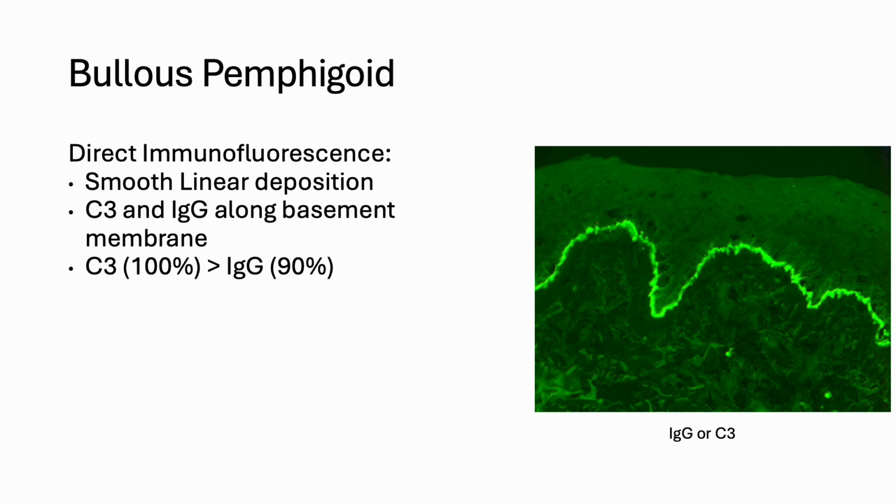And the linear deposition of IgG and C3, this is not super characteristic, but in real life it is almost certain this is a bullous pemphigoid. Why I say it is almost certain is because there will be another linear IgG DIF. We will talk about that in a later slide.